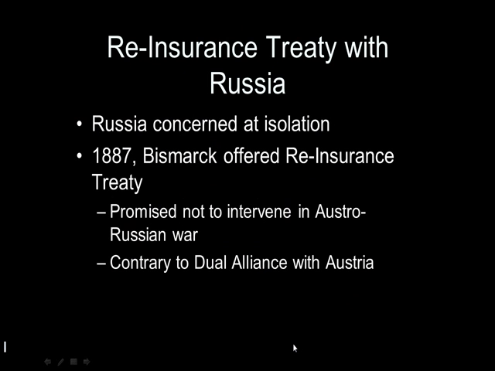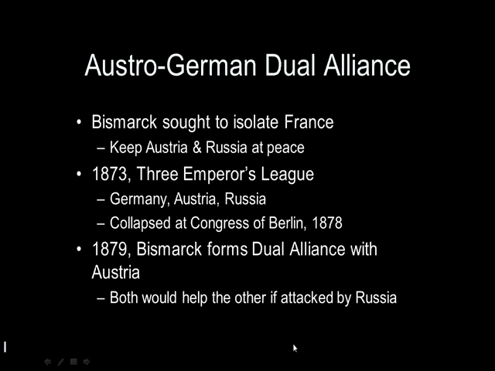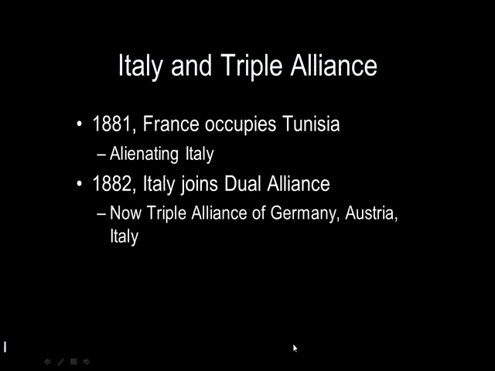So even though this was contrary to the dual alliance, it doesn't matter. Bismarck did what he wanted. You got the Austrians in an alliance, the Russians in another alliance, and in 1882, he also sucks in the Italians. The Italians were upset because they lost territory in Africa. They knew they were weak by themselves, and they lost territory to the French. So they say to the Germans and Austrians, we want to be part of the dual alliance. Bismarck says yes, and the dual alliance becomes the triple alliance.